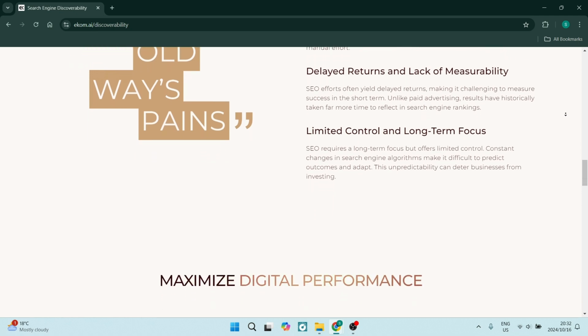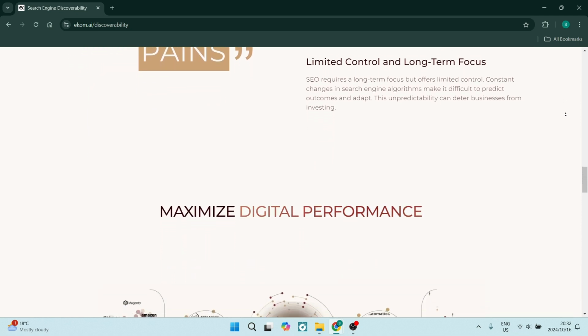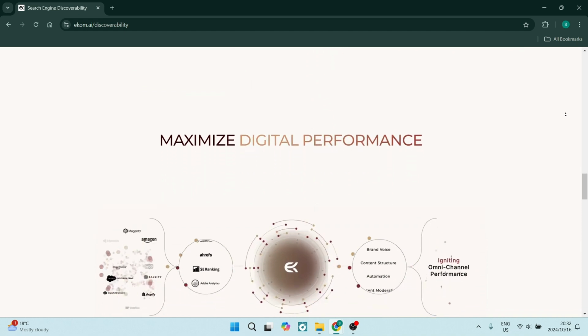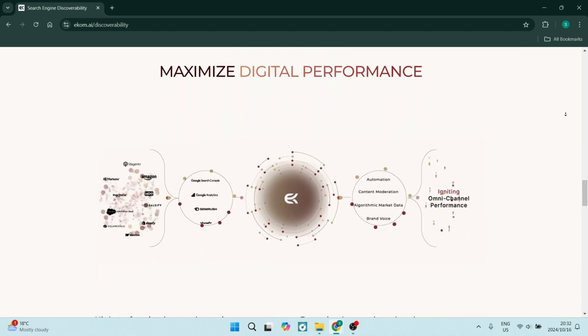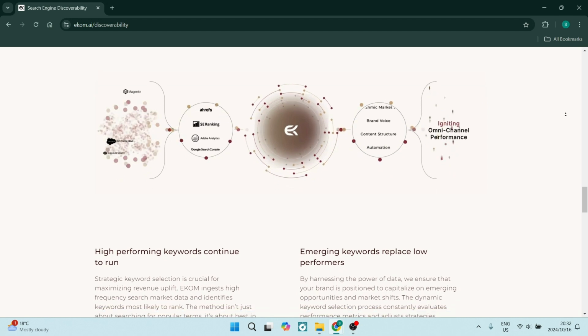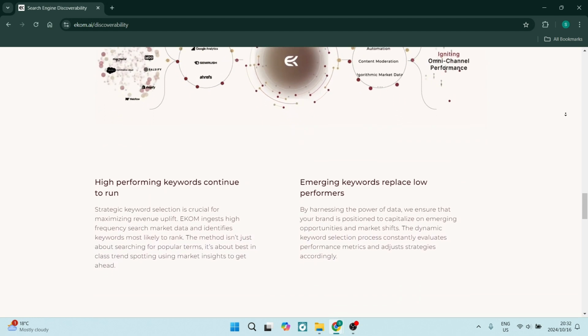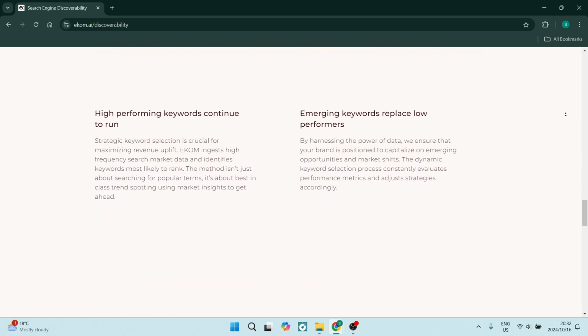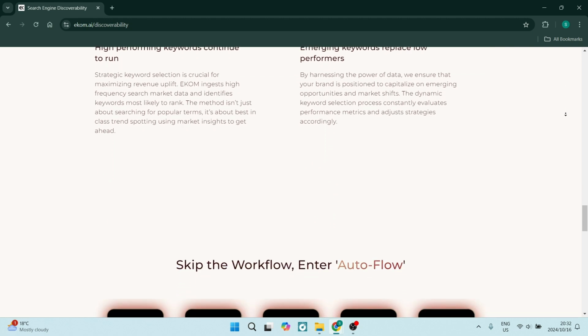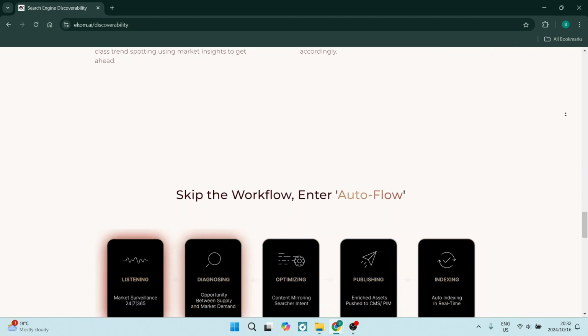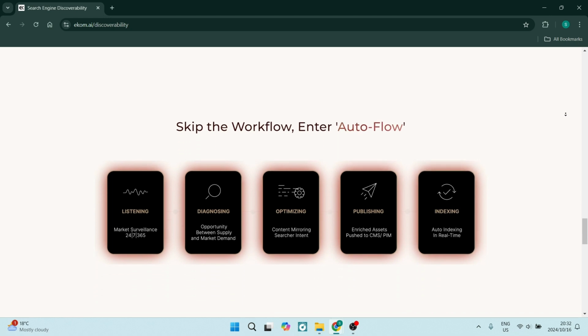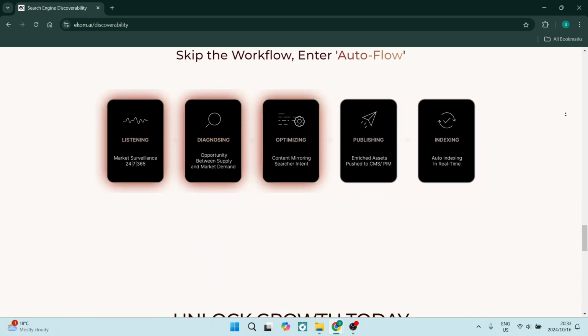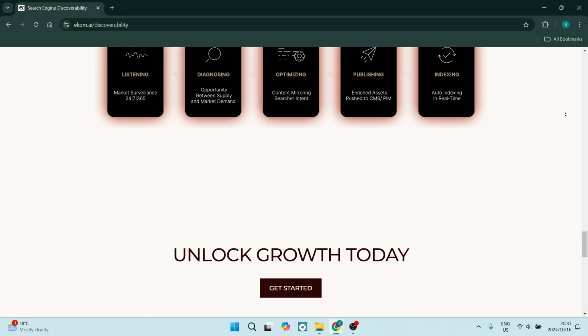Next up is automation. Now, automation basically automates repetitive tasks like order processing, inventory updates, and so forth. So this not only saves you time, but it also reduces human error. And finally, your analytics. EKOM provides real-time insights into your sales performance, customer behavior, and market trends. With this data at your fingertips, you can make informed decisions that drive growth.